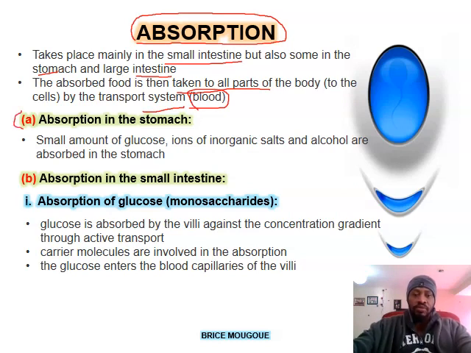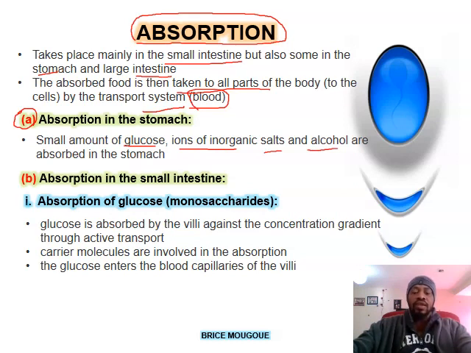First part, absorption in the stomach. What is it that is being absorbed in the stomach? We have small amounts of glucose being absorbed. We have ions of inorganic salts. And we have alcohol. These are being directly absorbed in the stomach.